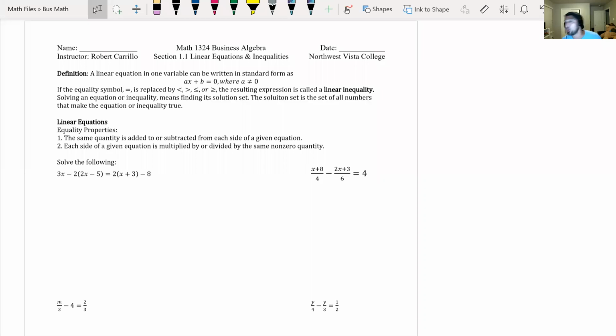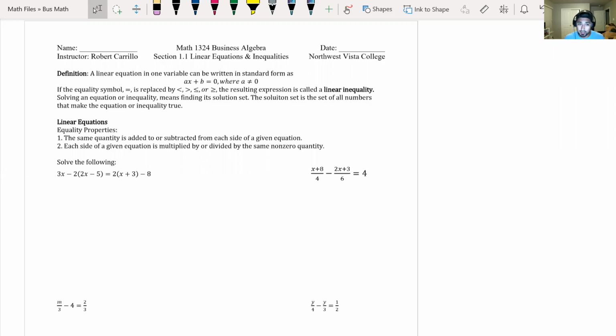This is section 1.1. We will be covering linear equations and inequalities. This could honestly just be an algebra review, but we will introduce the cost function and revenue function, which is important in this class. So we will introduce those in these sets of notes. Let's first get started with solving linear equations.